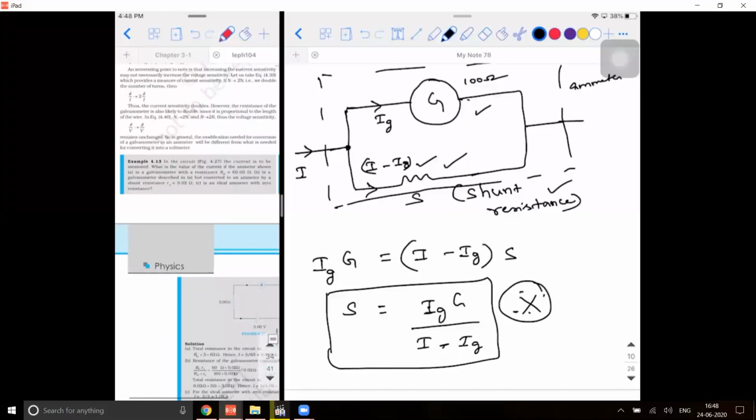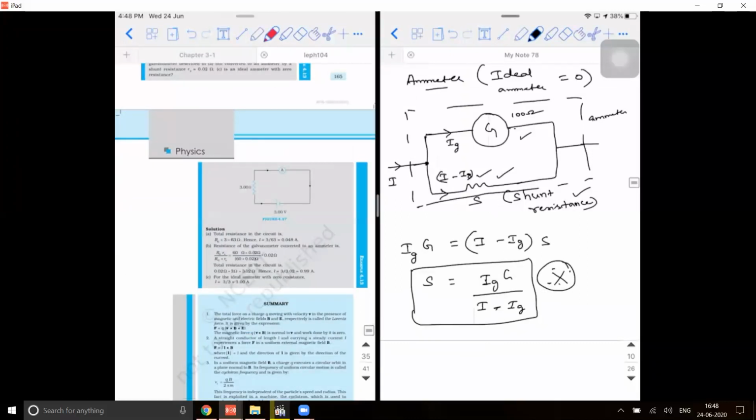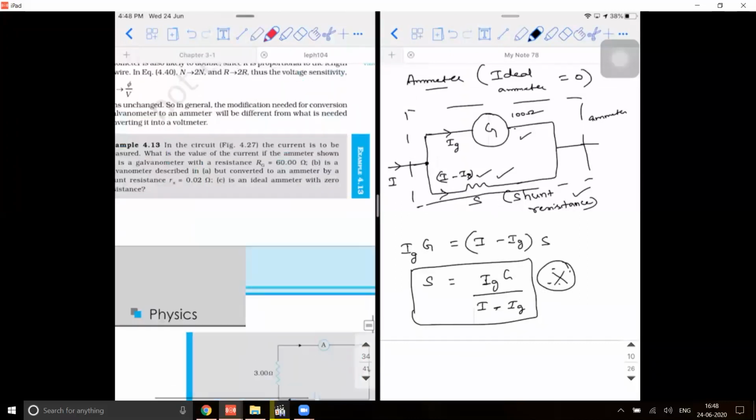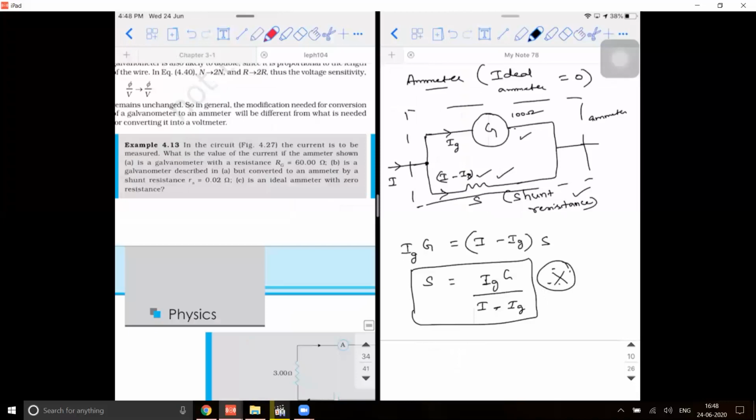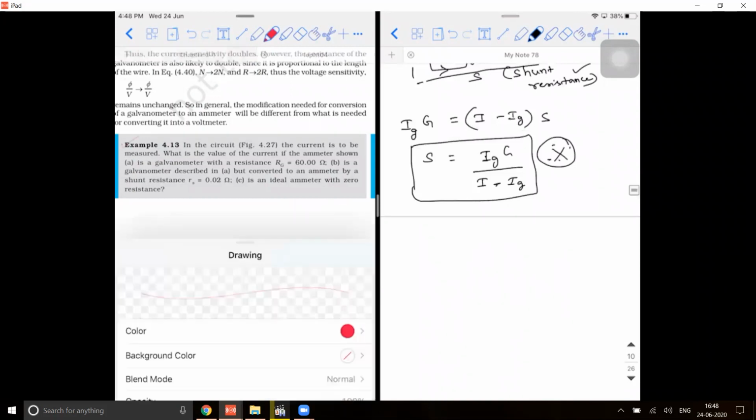Most of the chapter is over. We will do one problem. There is cyclotron alone pending. You can actually take it as the chapter is over because cyclotron is a very simple concept. Let's do this example for us to understand the concept better.